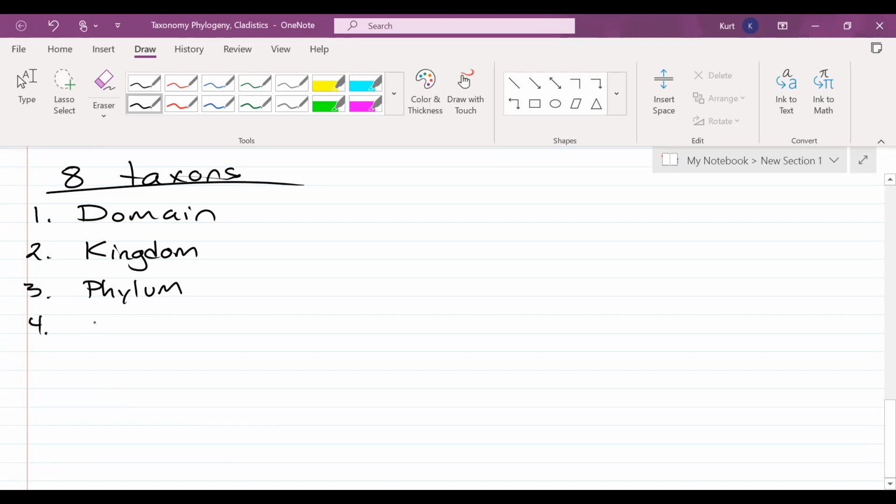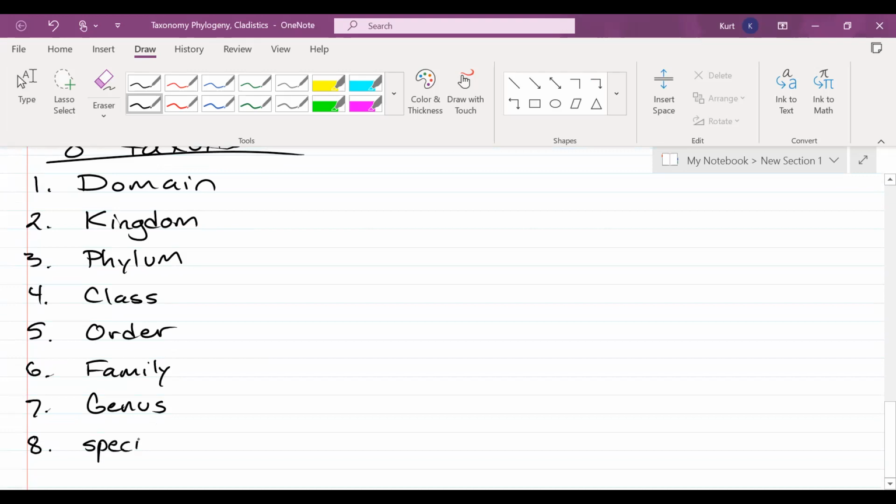Number 4 is class. Number 5 is order. Number 6 is family. Number 7 is genus. Anybody know what the plural of genus is? Think of what different types of movie themes are, or music: genre. And number 8 is species. The word specific is what species means. That's why it's species, specific.